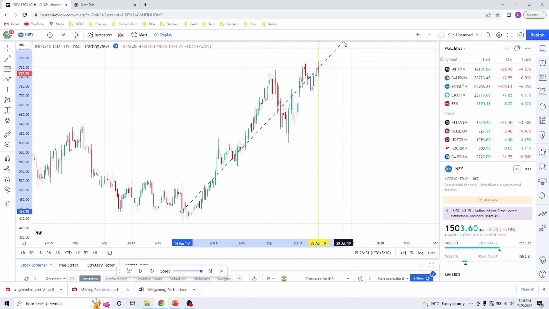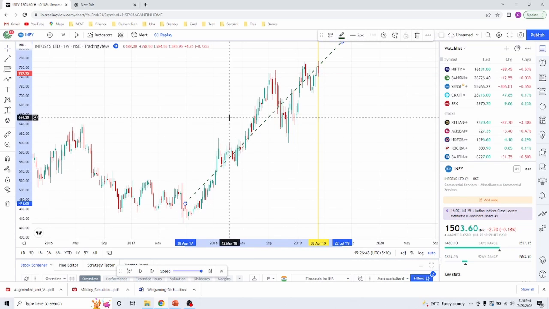Okay, so let me just get it till here. Let me extrapolate it a little bit, and you can see the price is primarily in an uptrend. Starting from here, you can see there have been some undulations, but the primary weekly trend is an uptrend.